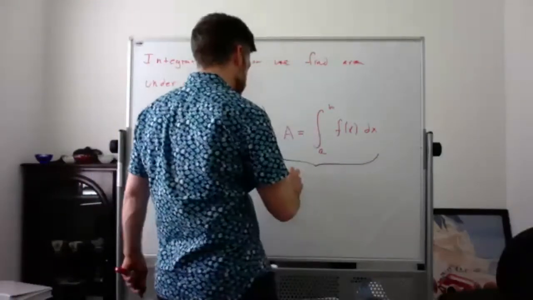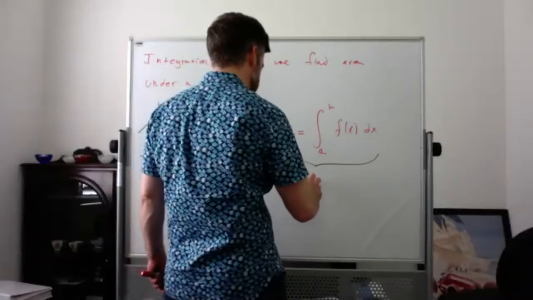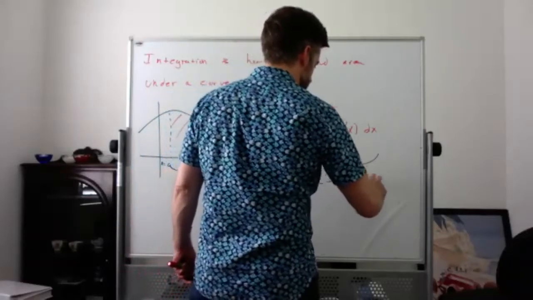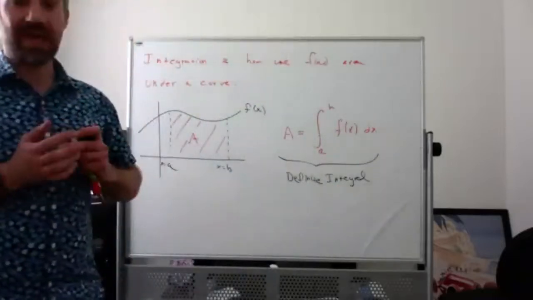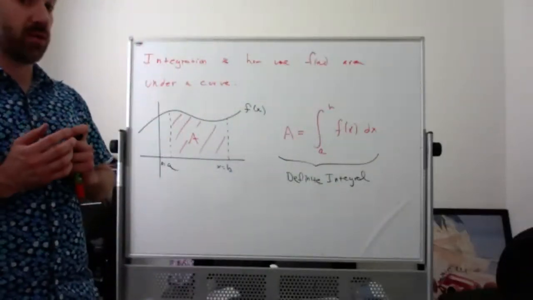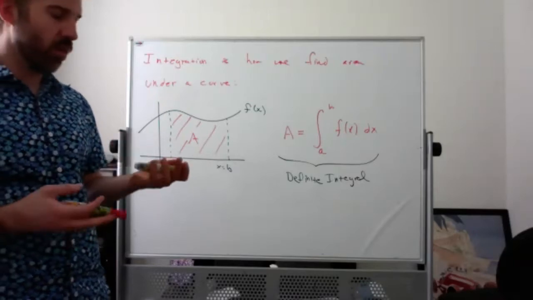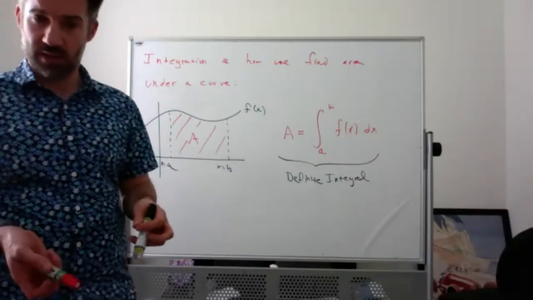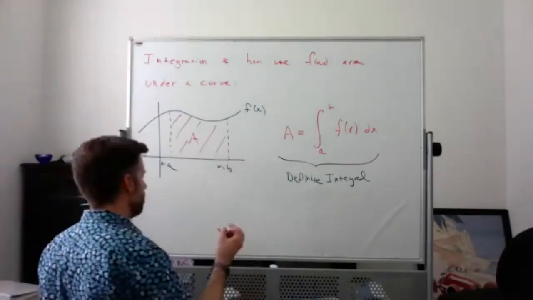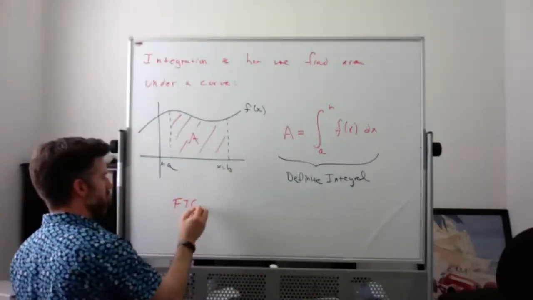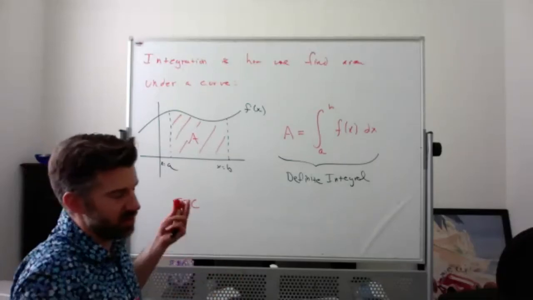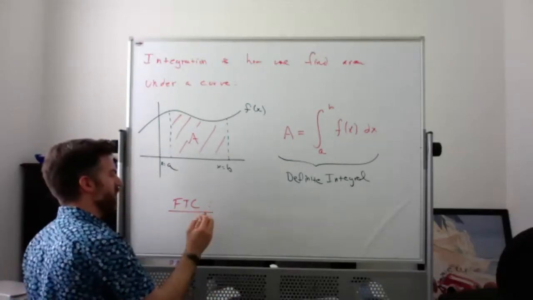The way we calculate this definite integral is by anti-differentiating the function and then plugging in whatever the limits of integration are. So this is actually one of the parts of the fundamental theorem of calculus. Fundamental theorem of calculus says that, people vary, some people call it part 1, some people call it part 2. It doesn't really matter. It's part of the fundamental theorem of calculus.